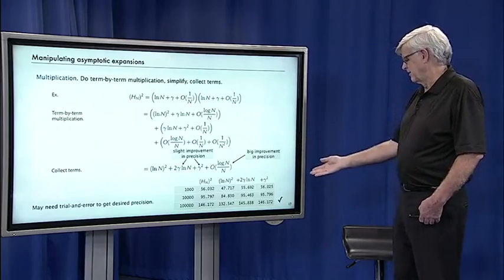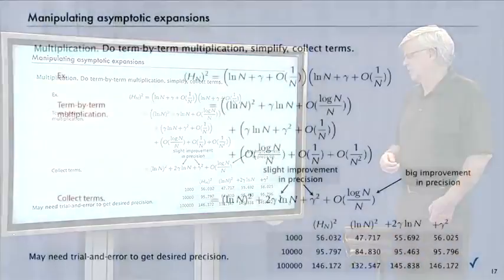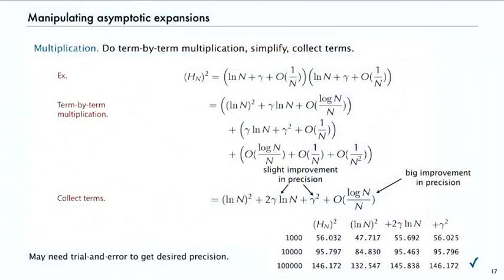But we can check, as in this case, that that's an accurate approximation. So usually we'll try to carry it out long enough until we get this big improvement in precision.